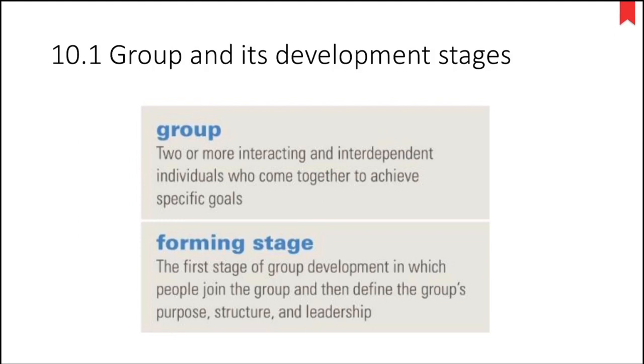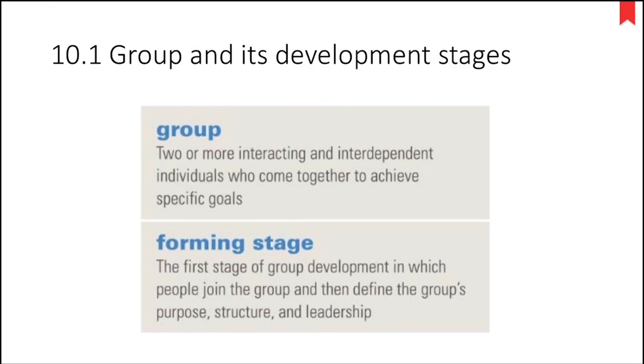A group can be defined as two or more interacting and interdependent individuals who come together to achieve specific goals. So senang je definition group ni kan. Kalau dua orang pun, walaupun macam a pair of students ke apa ke, tapi still a group. Sebab apa? They are working together to achieve a common goal. Okay, a common specific goal.